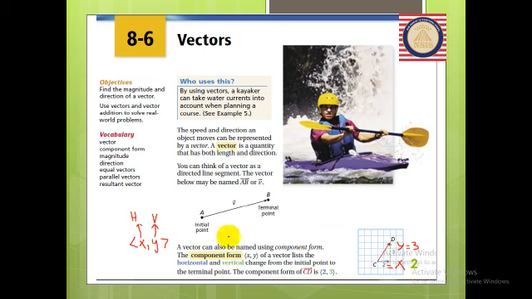So again, what is the vector? A vector here is a line segment, but I must identify it by both length and direction. And I can write it starting from the initial point to the terminal point. I can also write it in component form. How? X and Y. X is the horizontal change and Y is the vertical change. So I can say that the component form of CD is 2 and 3.